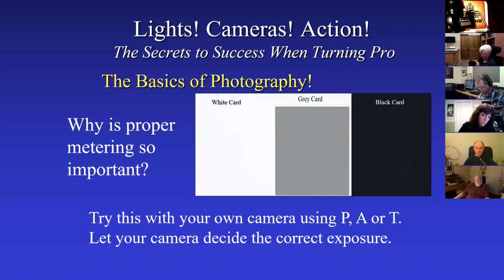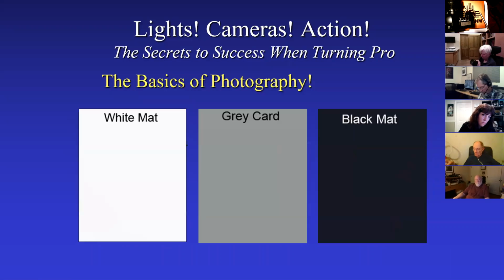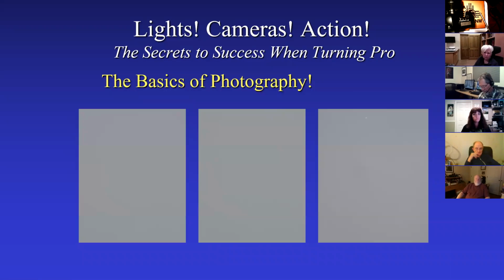something very interesting happens. So what I'm going to do is photograph my white mat in the same light that I'm going to photograph my gray mat, and then I'm going to use the same light to photograph my black mat. And when I'm done photographing those three things, these are the actual photographs that came out of my camera. This is not trick photography here that I'm about to show you, okay? These are the actual images that came out of my camera.